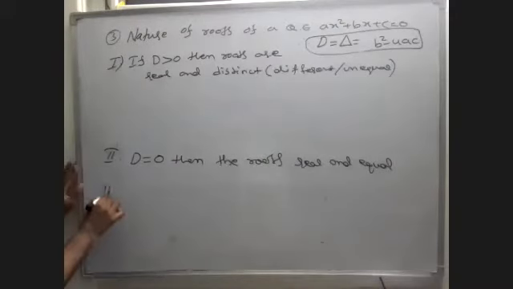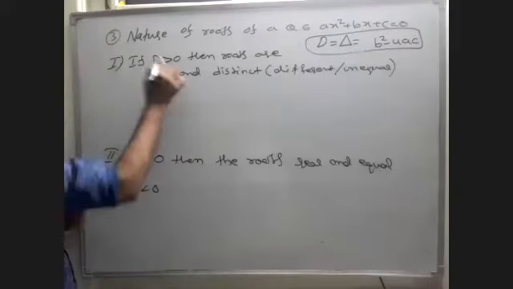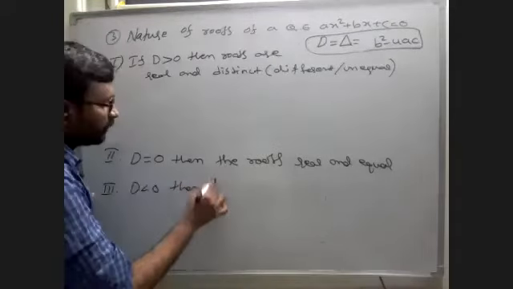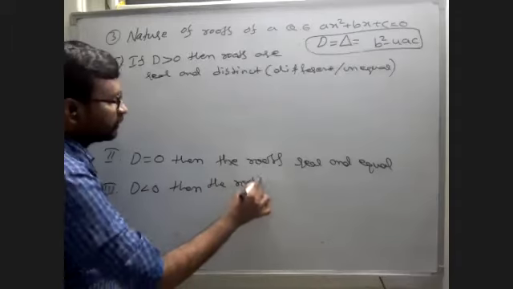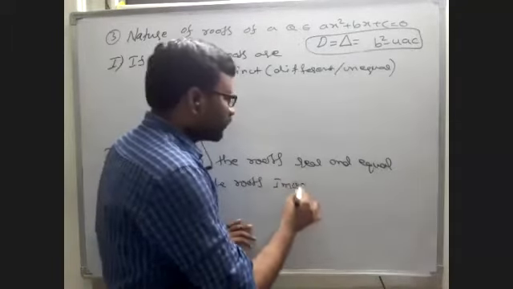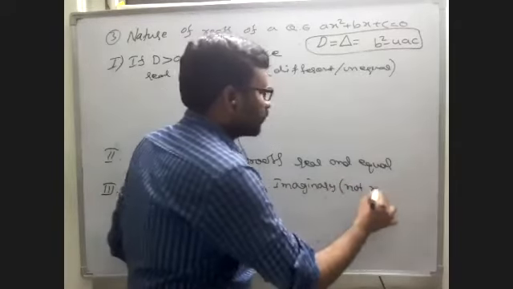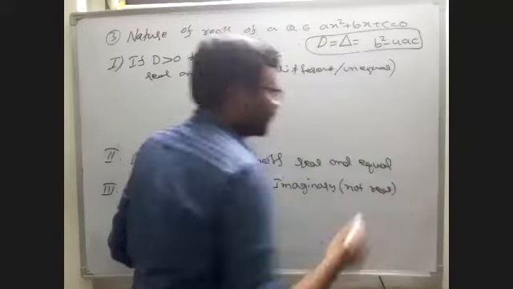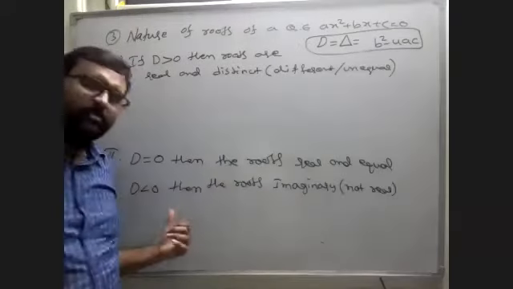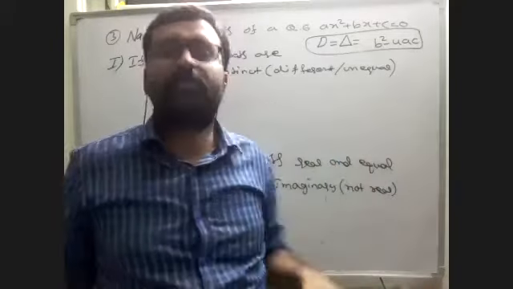And the third case, that is, if d less than 0, then the roots are imaginary. Imaginary means not real roots. If you get delta less than 0, that quadratic equation has no real roots, only imaginary roots.